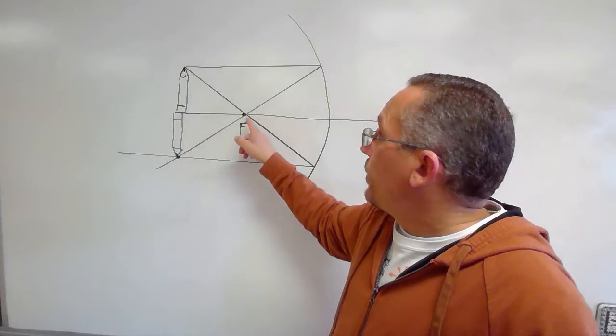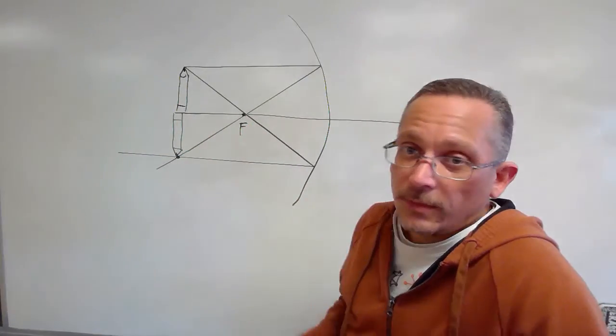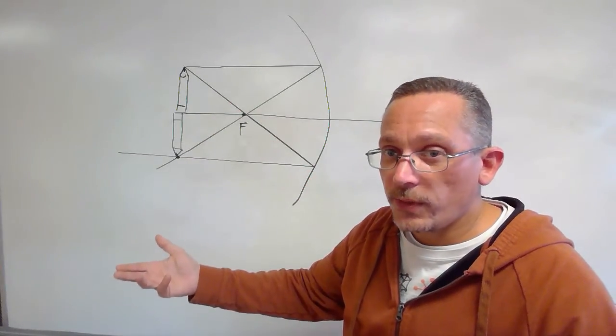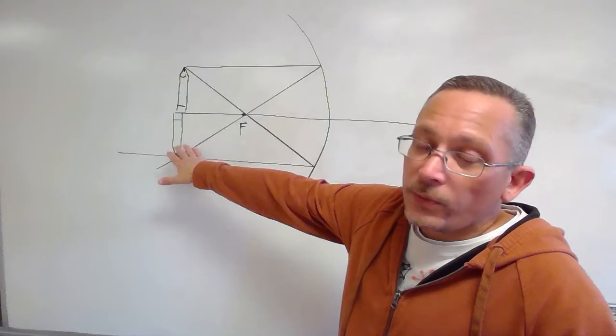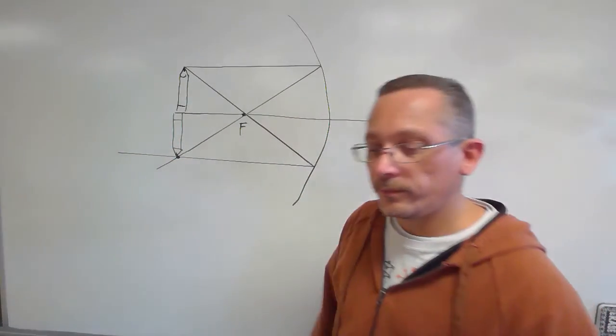This one, just by where I happen to put the focus and where I happen to put the object, just happen to come out about the same distance. And it also looks to be about the same size as well. And this is what we call a real image because it is in front of the mirror.